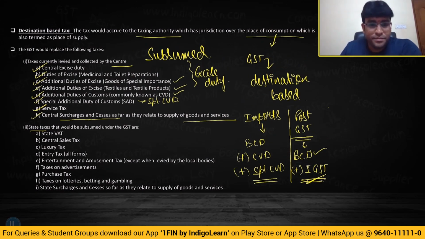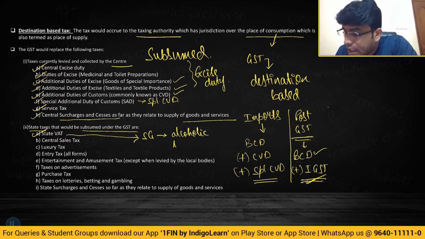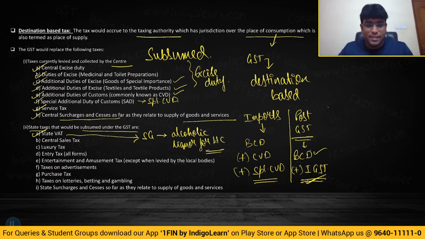State taxes that are subsumed in GST. What are those? State VAT. What is VAT, guys? Value added tax, levied by state government and collected by state government. In this context, I want to tell you one very interesting thing, guys. In case of state VAT levied by state government, there is something called alcoholic liquor. I'm not talking about all types of alcoholic liquor. I'm talking only about alcoholic liquor for human consumption.